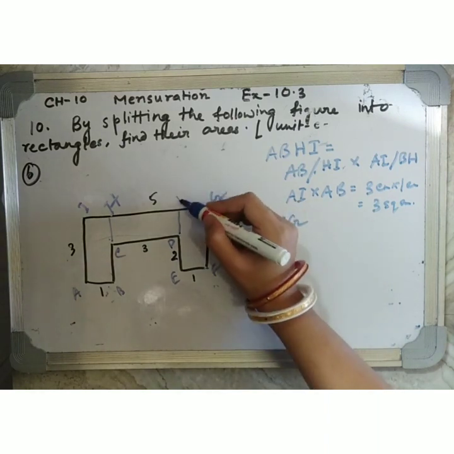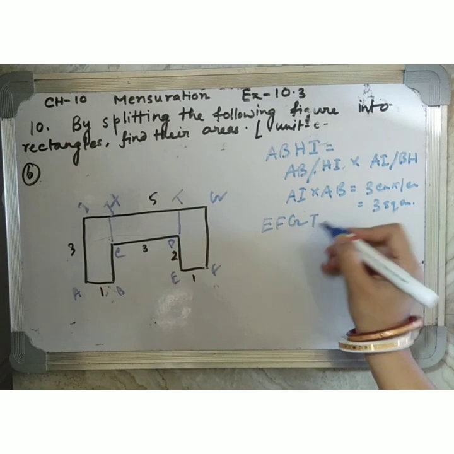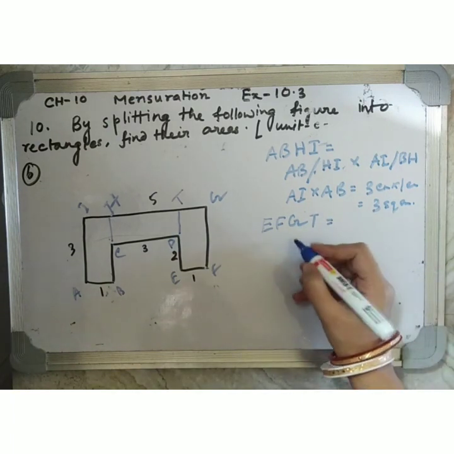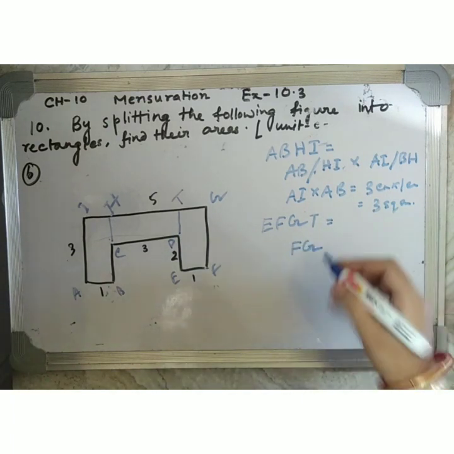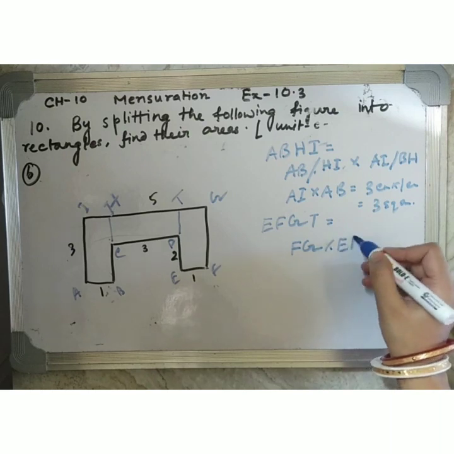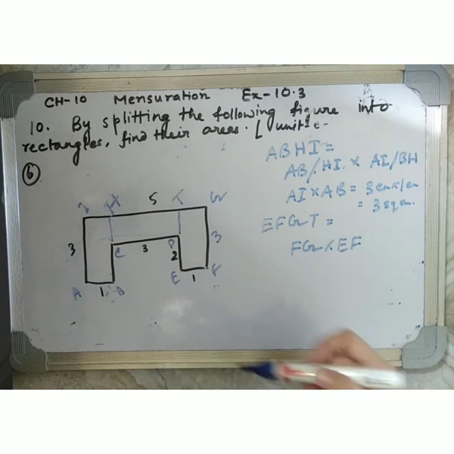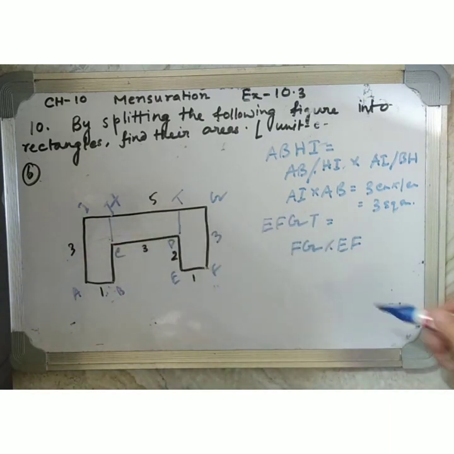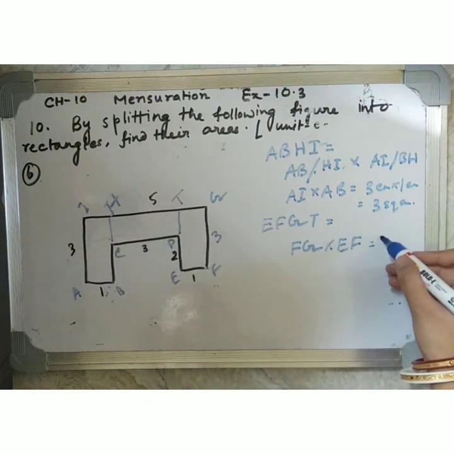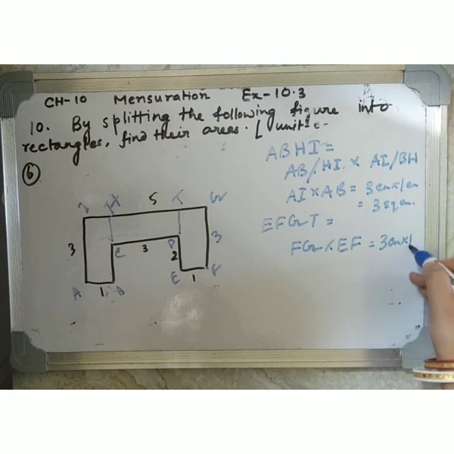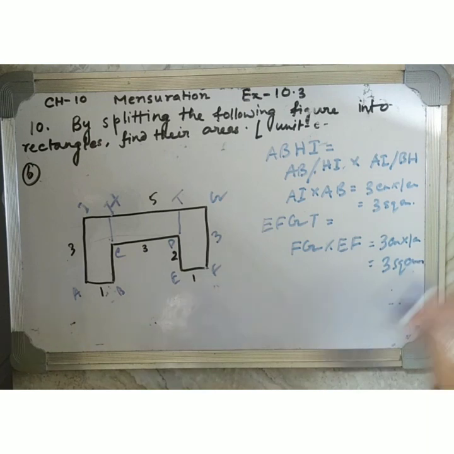EFG, suppose I am giving it a name T, is equal to the side FG into EF. FG is also 3 centimeter because these two are the same in length. So it will be 3 centimeter into 1 centimeter, that is 3 square centimeter.